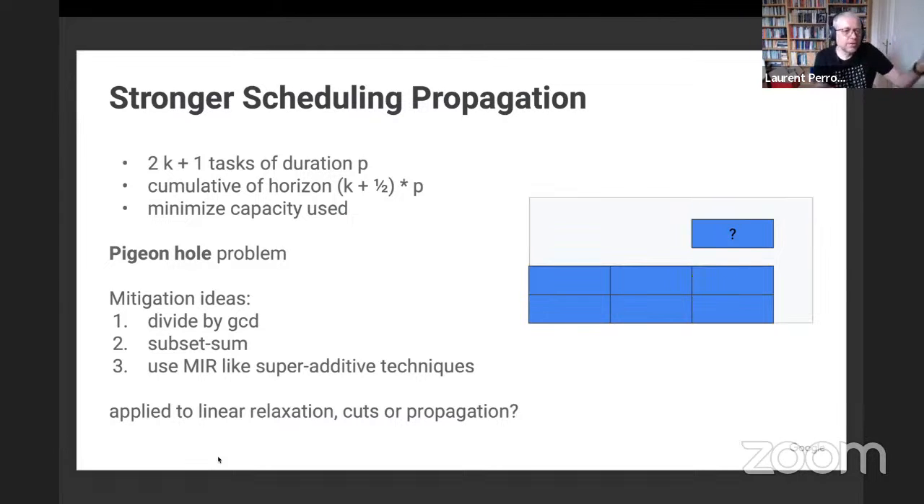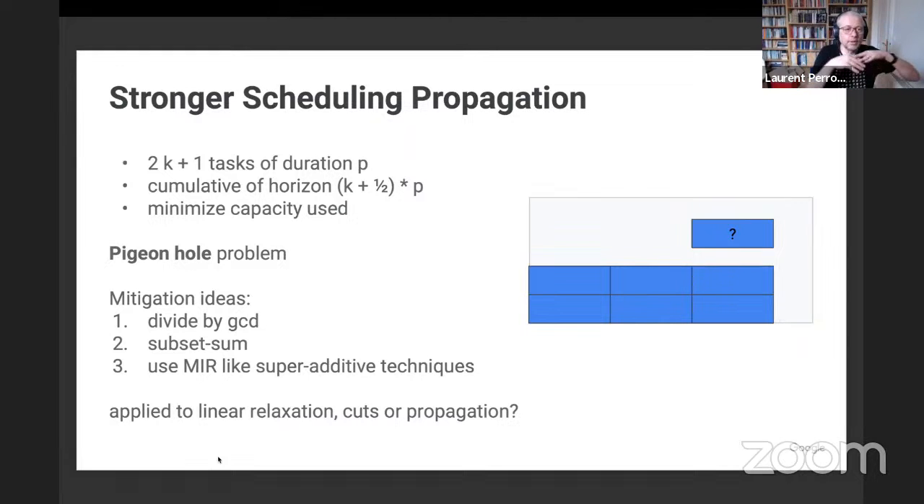But as soon as you have a GCD of 1, you cannot deduce anything. The very expensive method is subset sum. You will compute all the possible combinations and maximize the energy you can reach while within capacity. And so you can do subset sum on the sizes, you can do subset sum on the demands, you can do subset sum on the energy.